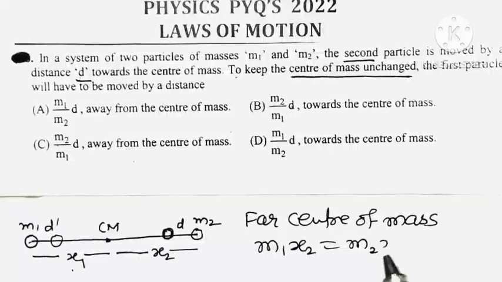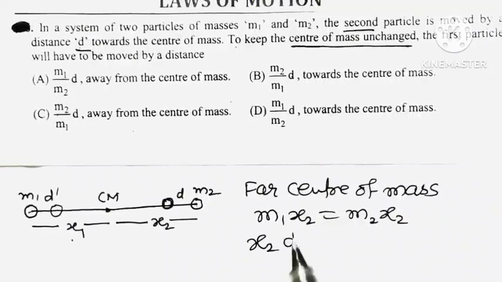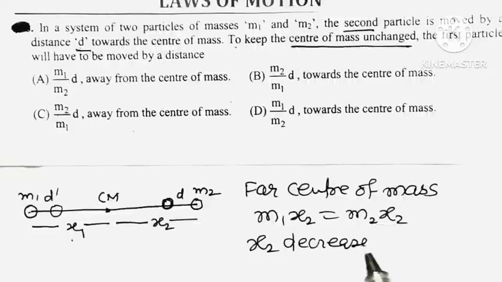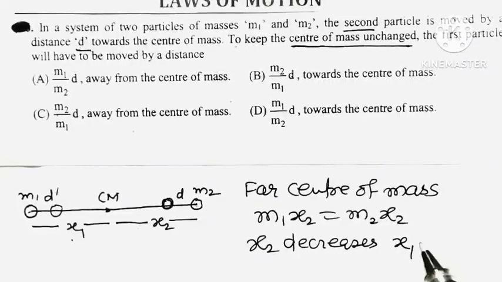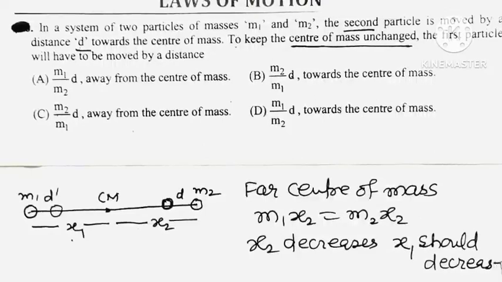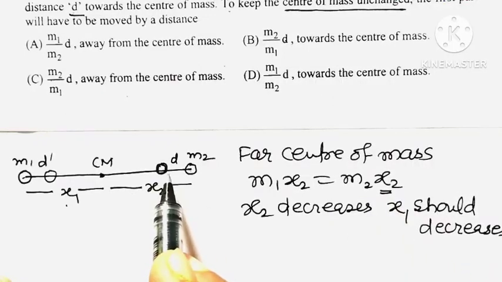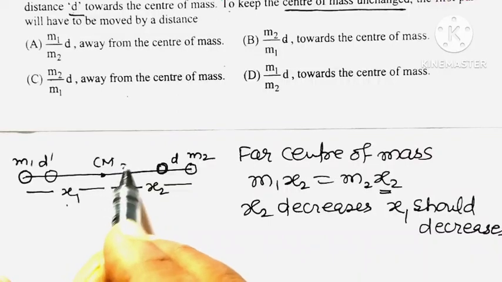Remember here, if x2 decreases, then x1 should also decrease, because m1 and m2 remain unchanged. So if x2 decreases, x1 also decreases. So here x2 is decreased by d, because the new distance will be x2 minus d.